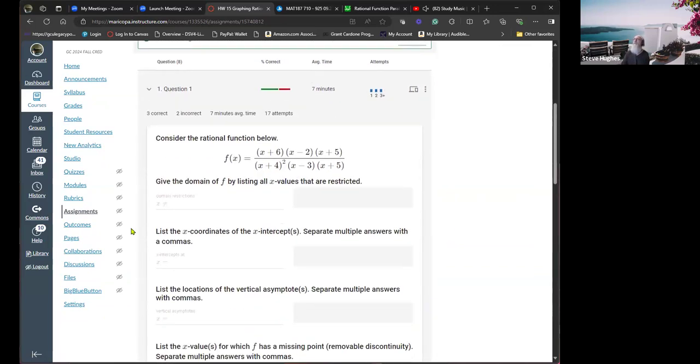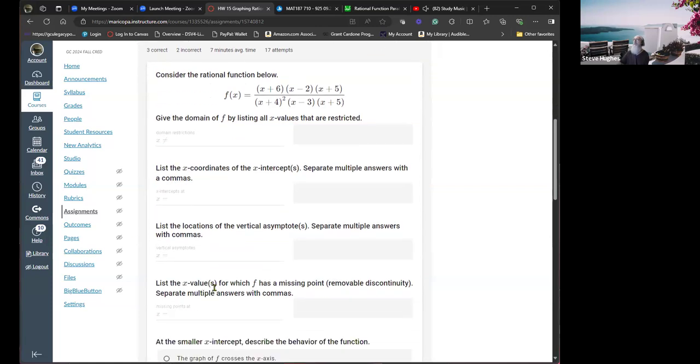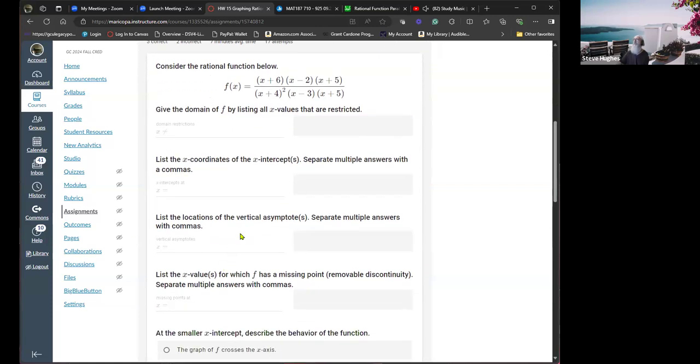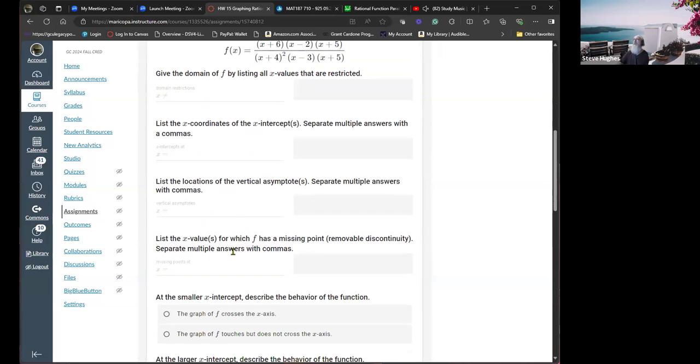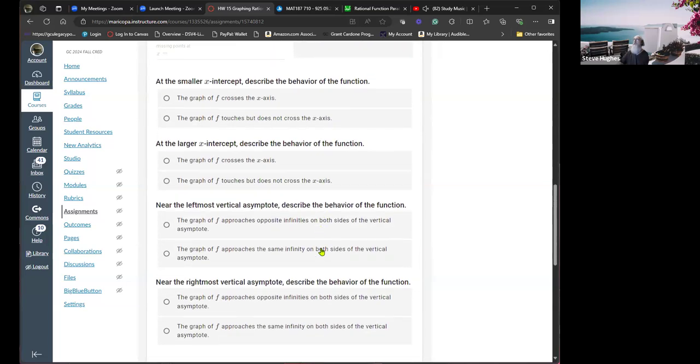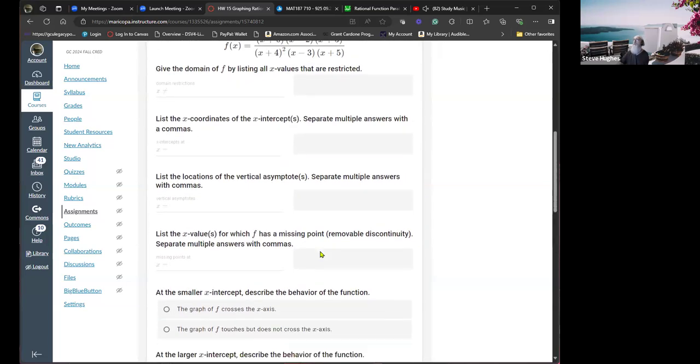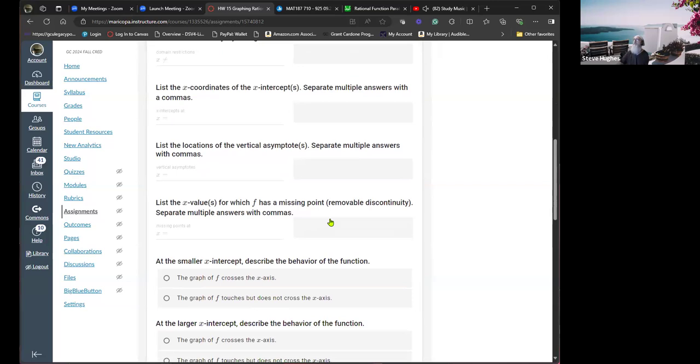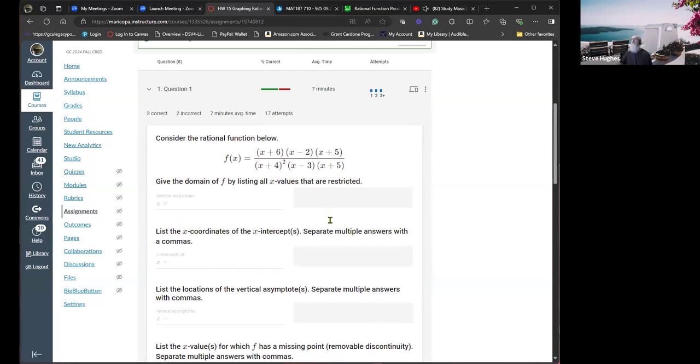It says graph or consider the rational function, give the domain by listing all the values. Okay. List the x coordinates of the x-intercepts. List the location of the vertical asymptotes. Okay. List the x values for which f has a missing point, removable discontinuity. All right, guys, so talk to me about a removable discontinuity. What does that mean, and how do I notice it? We did this last time together, but it was not a main topic, so it may have been forgotten.